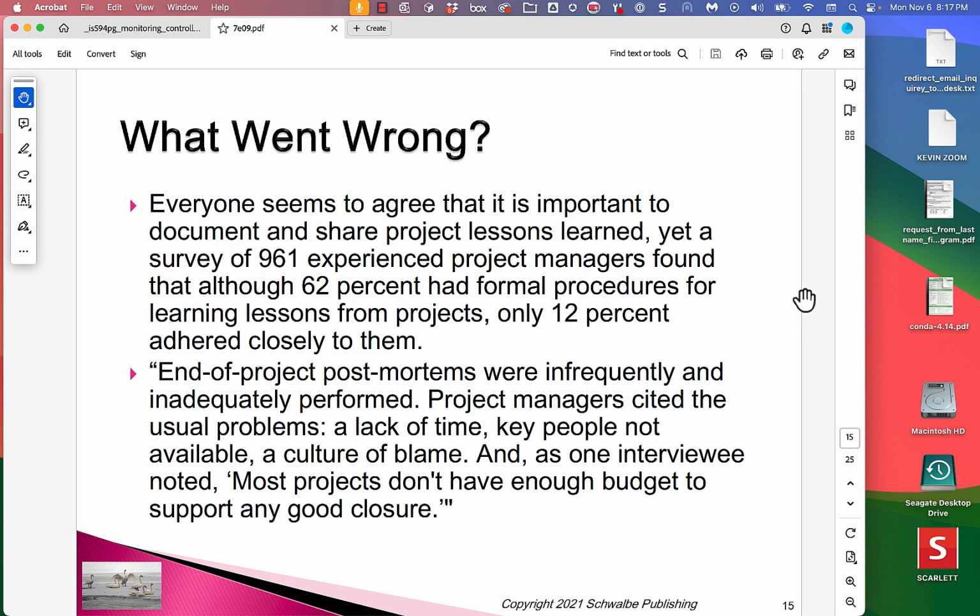End of project post-mortems were infrequently and inadequately performed. This came from the study. Project managers cited the usual problems: lack of time, key people not available, a culture of blame. And as one interviewee noted, most projects don't have enough budget to support any good closure.